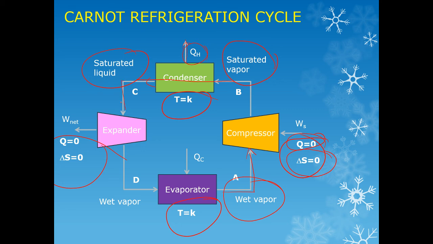Then it enters an expander where, by the way, sa compressor may work input tayo. Sa expander merong work output. So ano siya, Q equal to 0 din dyan, adiabatic, tsaka reversible. Then it becomes a wet vapor and from there may papasok siya sa evaporator and may isothermal absorption ng QC from the cold temperature reservoir.